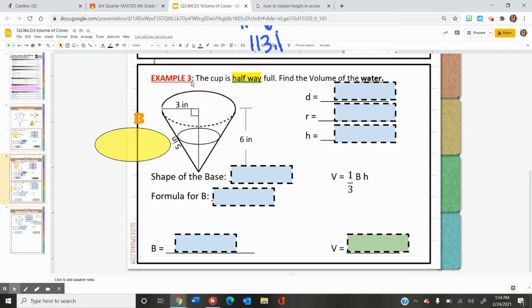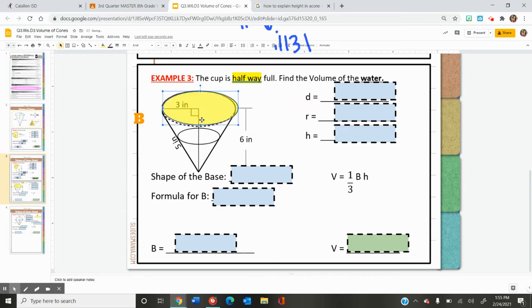So here it says, example 3, the cup is halfway full. Find the volume of the water. Looking at our cone, the base shape of our cone is up here. So what we're going to have to do is find the overall volume of this cup. And since it's halfway, we're going to divide that by 2 to find this volume down here.